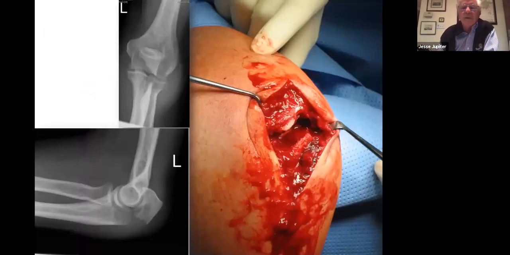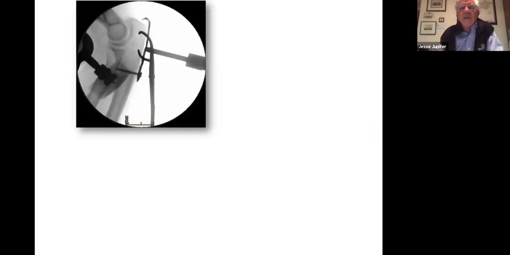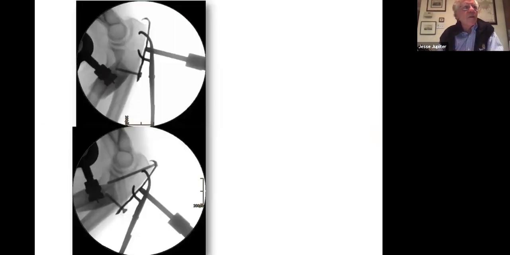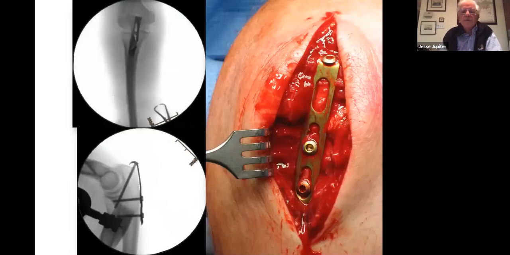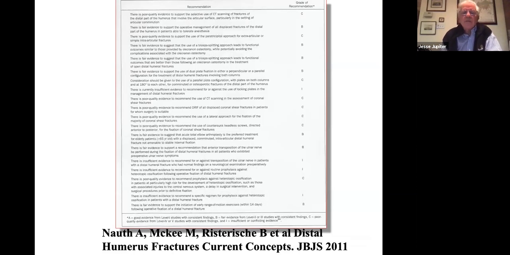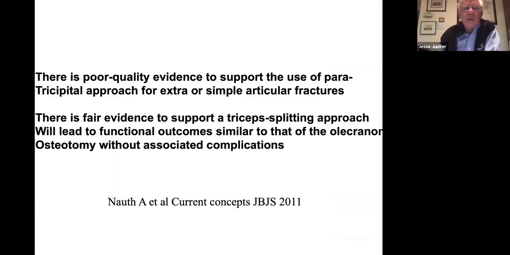There are proximal plates that are okay per se, but it's the technique of osteotomy. So don't feel afraid to do an osteotomy if you need that extra exposure. Is it the plate per se? This is a study looking at the literature and looking at that question. But there is fair evidence to support a triceps splitting approach compared to the olecranon osteotomy. So if you have a standard distal humerus fracture, certainly I think the triceps sparing or splitting approach is very effective.